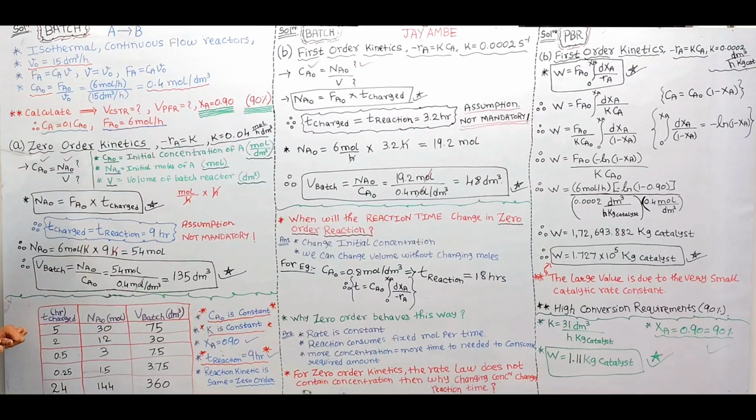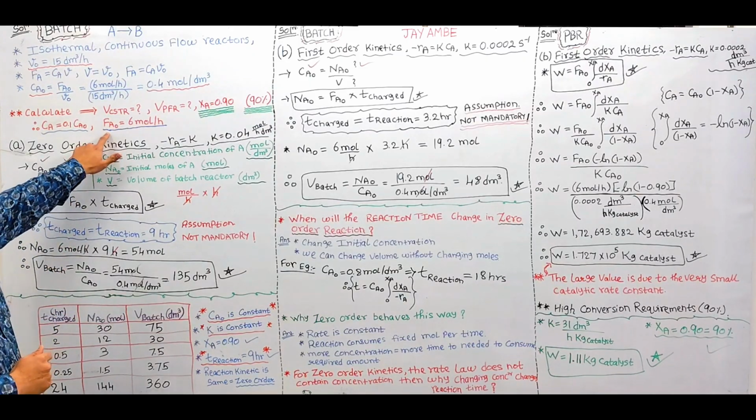Now, what if I have a charge time of 5 hours? In the first case the charge time is 5 hours, which means we are using the pump system which charges the feed to the batch reactor in 5 hours. So how many moles are present after 5 hours in the reaction environment?